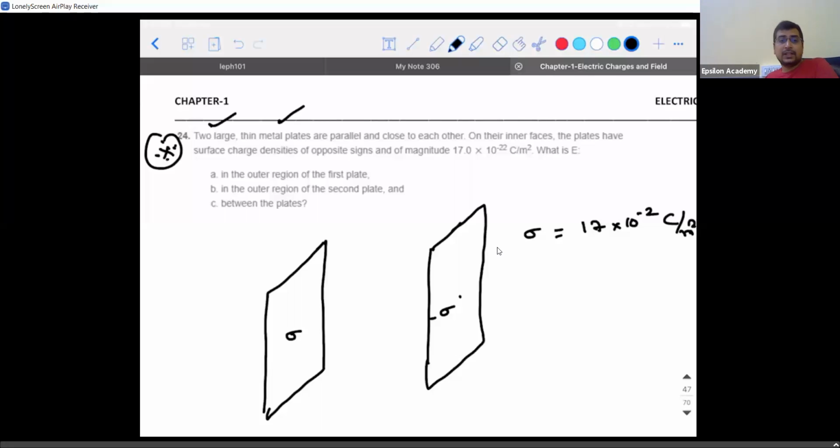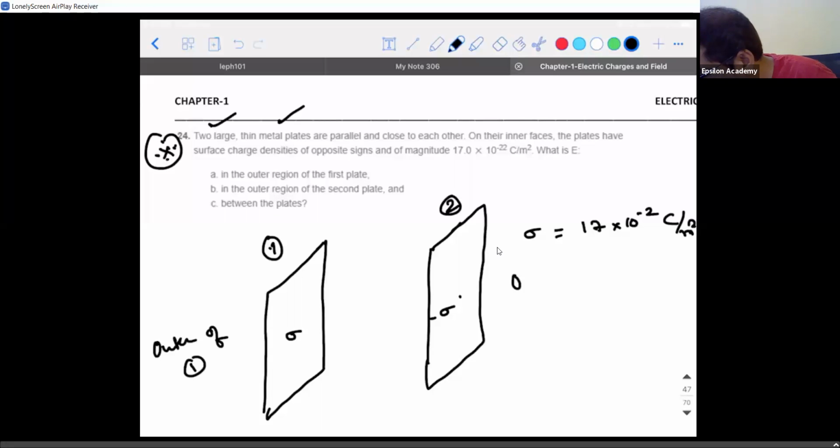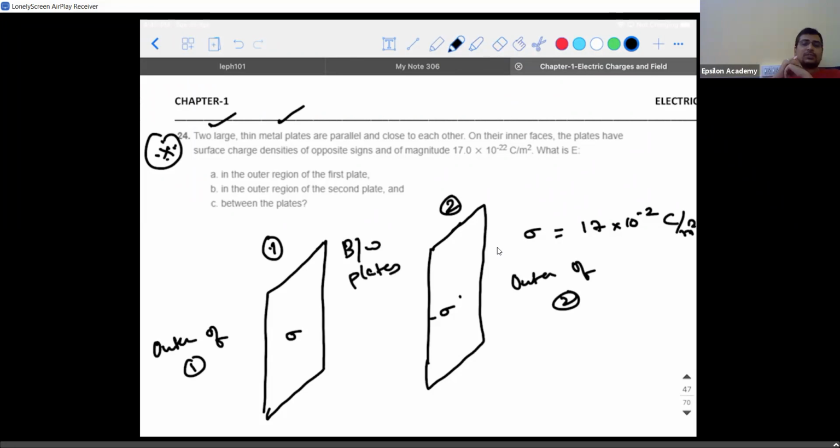So what is the electric field in the outer region of the first plate? So this is first plate, second plate, outer of 1, outer of 2, and inner or between the plates. This region is called between plates. Is it clear till this point? So two surfaces like this, surface charge density is on the left plate and the right plate. On the other side, I don't have any charge. My job is to find what is going to be the electric field on the left of the first, right of the second, and in between them. Okay, so how do we do?